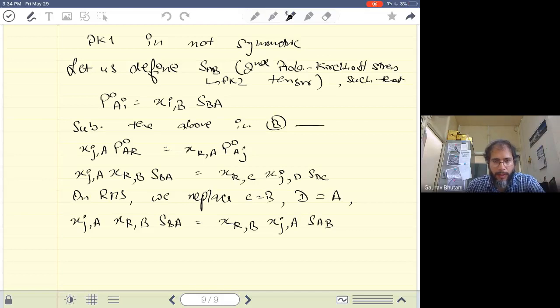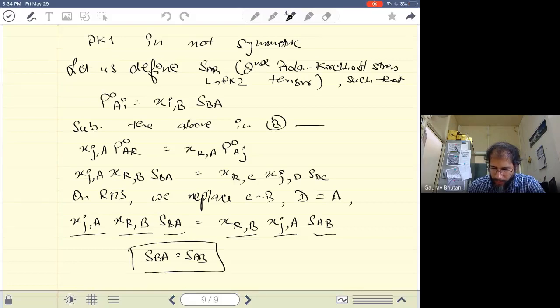Now what we see is, on the left hand side we have xj comma a, and we also have an xj comma a on the right hand side. We have an xk comma b on the left hand side. We also have an xk comma b on the right hand side, and then we have Sba and Sab. So you can pre-multiply both sides by the inverses, and finally you get Sba equals Sab. So this shows that PK2 is symmetric.